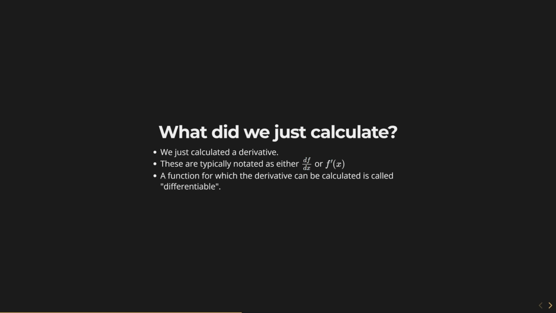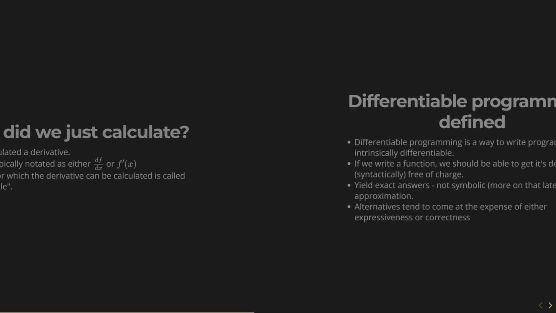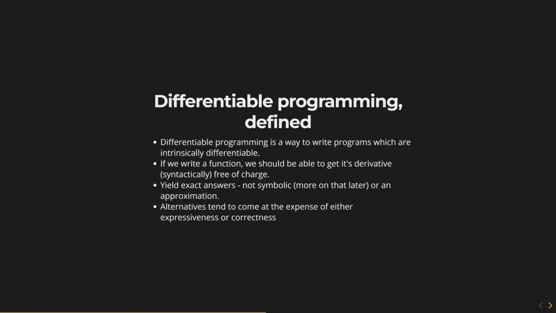And just for some bookkeeping, these are normally notated as df dx or f prime of x, so-called Leibniz and then Newton notation. So differentiable programming, then, is the way that we can write programs where the gradients of the output are free. So, we do x plus y, we get the gradients of x plus y with respect to x and y. There are languages that are built around doing that, but I think we can get it for free relatively easily in D.